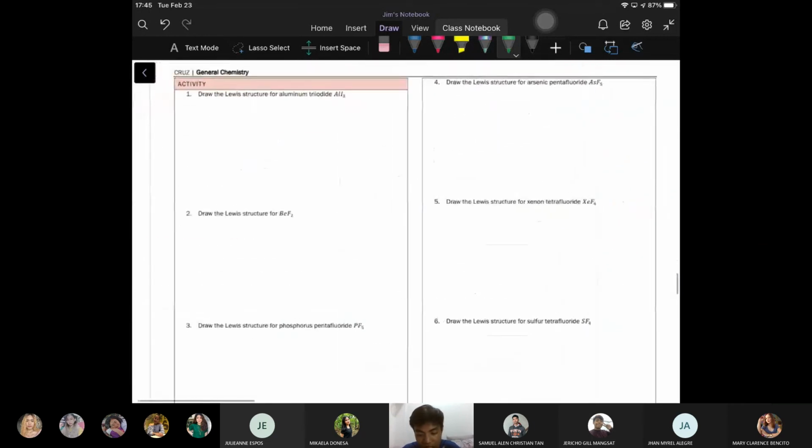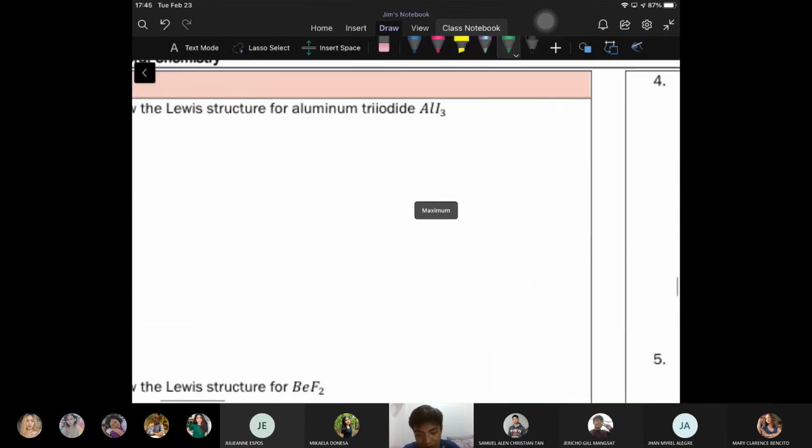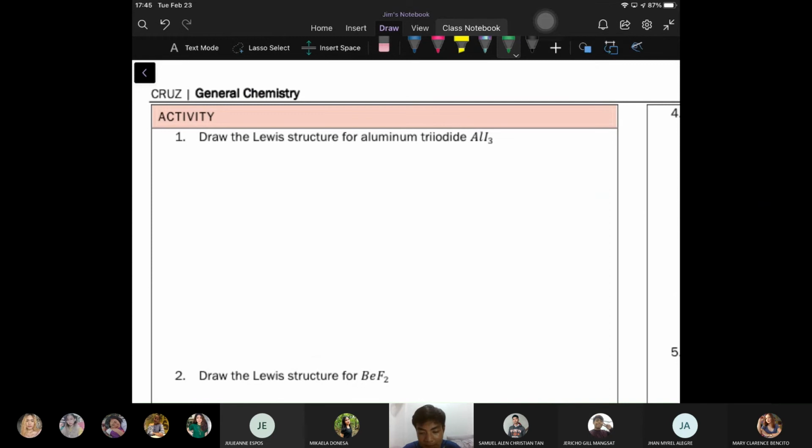Now let's try some few examples here. Let's have number 1. Draw the Lewis structure for aluminum iodide. Aluminum triiodide. So ano yan? Is that a violation of the octet rule? Anyone? Pwede mag-pitch in ng idea? Violation ba siya ng octet rule or not?